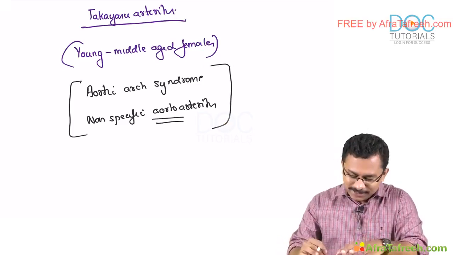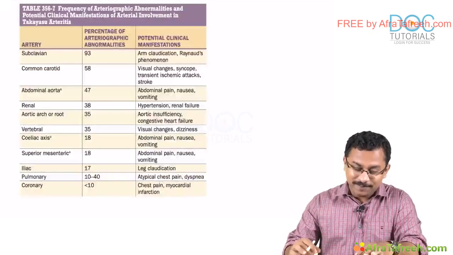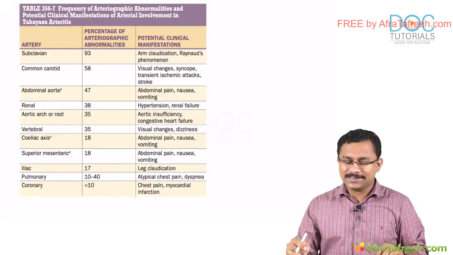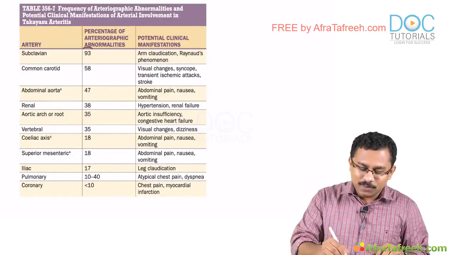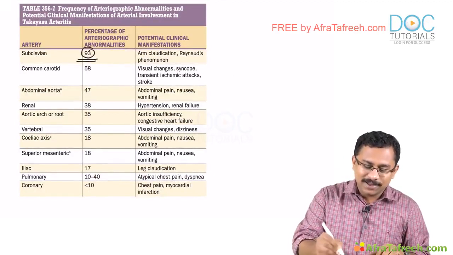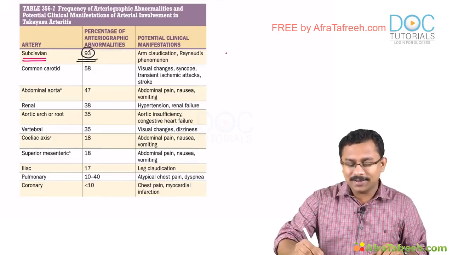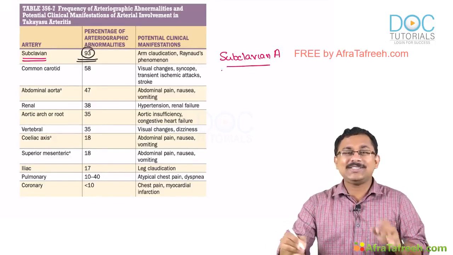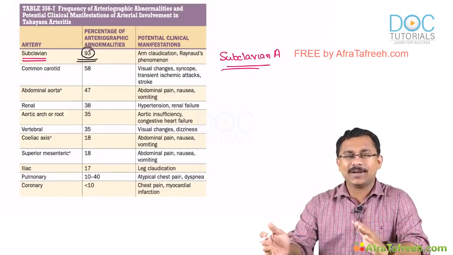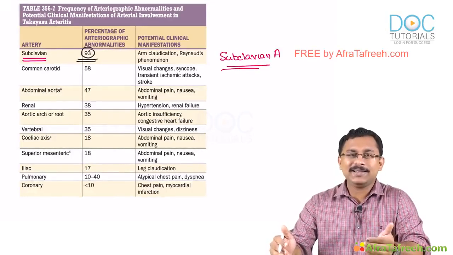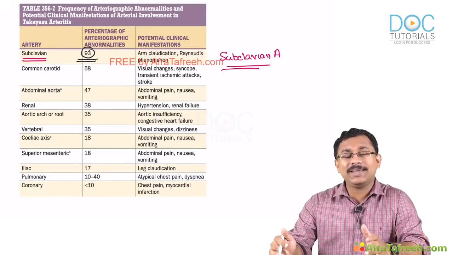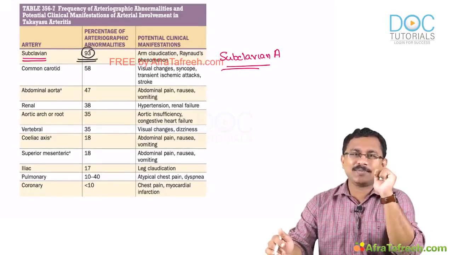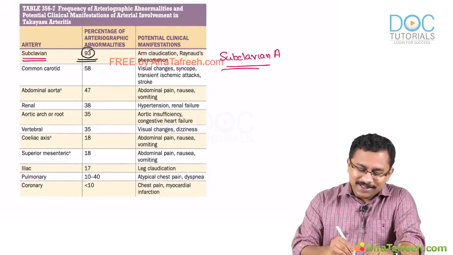Answer is no. I'll just show you a picture from a table from Harrison on the vessel involvement in Takayasu arteritis. So you see here, the most common vessel that is involved is your subclavian artery. It is not your aortic artery, aorta. But remember one fact, the percentage of aortic involvement in Takayasu is definitely more than in giant cell arteritis. Okay, so let's see what are the other vessels involved.